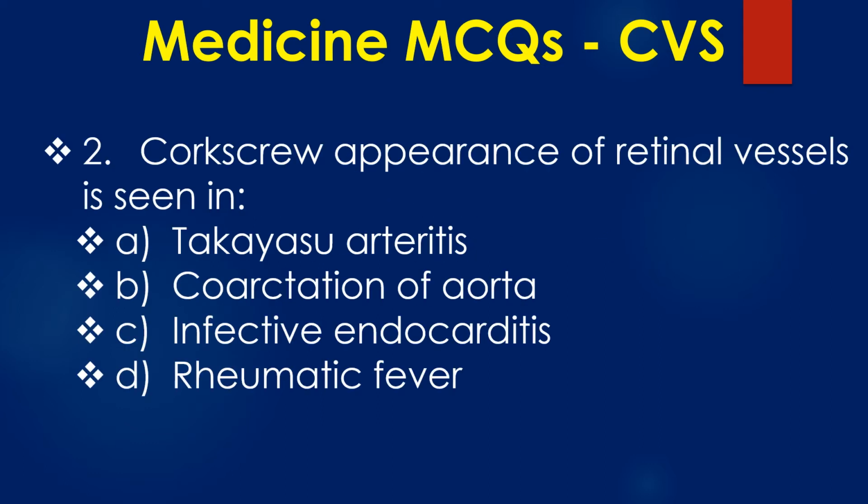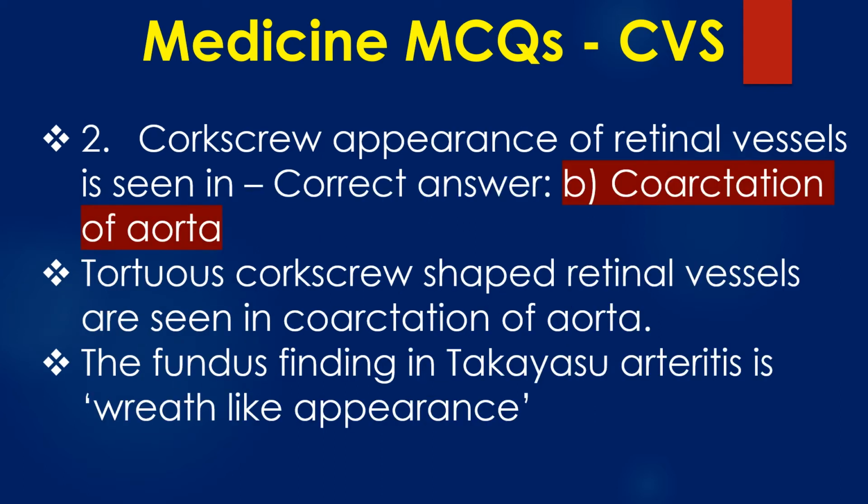Corkscrew appearance of retinal vessels is seen in A. Takayasu arteritis, B. Coarctation of aorta, C. Infective endocarditis, D. Rheumatic fever. Correct answer B. Coarctation of aorta. Tortuous corkscrew-shaped retinal vessels are seen in coarctation of aorta.